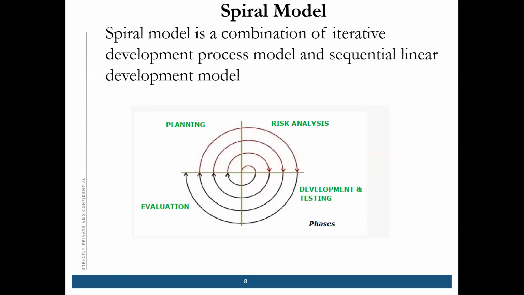What is the disadvantage now? The disadvantage is that it is not suitable for small projects, because it's only for complicated projects or where more risk is involved. Then only is it worth taking this spiral model. If it is a simple project, you don't need to involve the spiral model. So that is all about the spiral model.